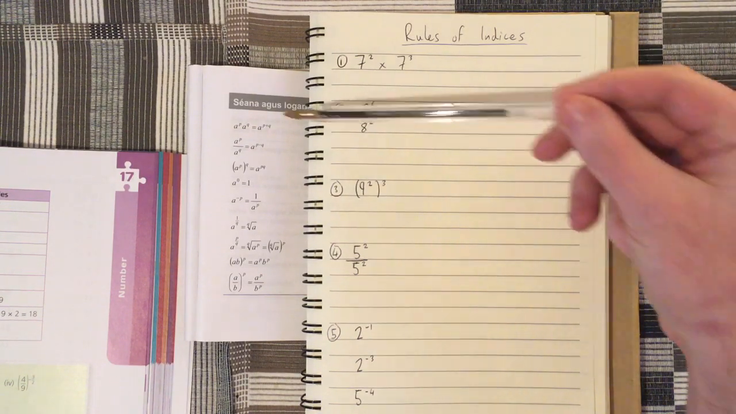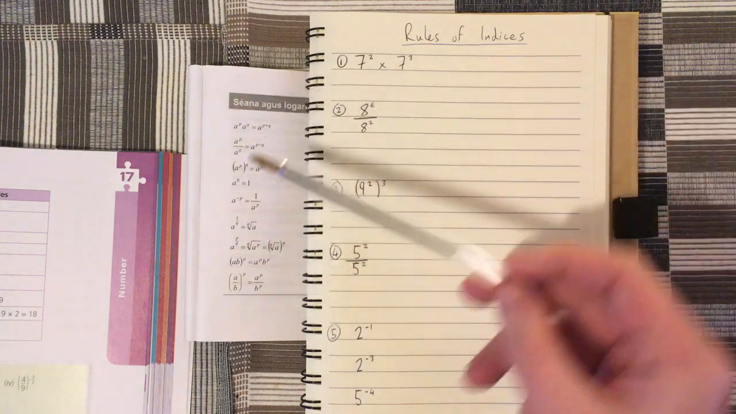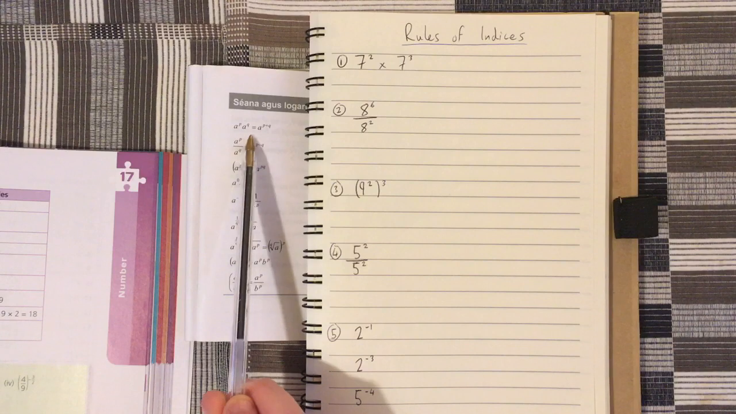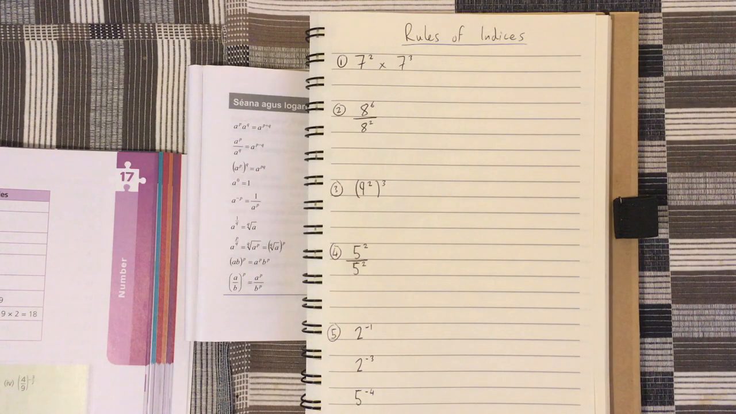There's 9 rules of indices listed here. They're listed abstractly, using letters. So I'm just going to go through examples for each one just to show how they operate. The first few you will have seen before. As we go through them, they will be new. You use some more than others, but you need to know all of them.